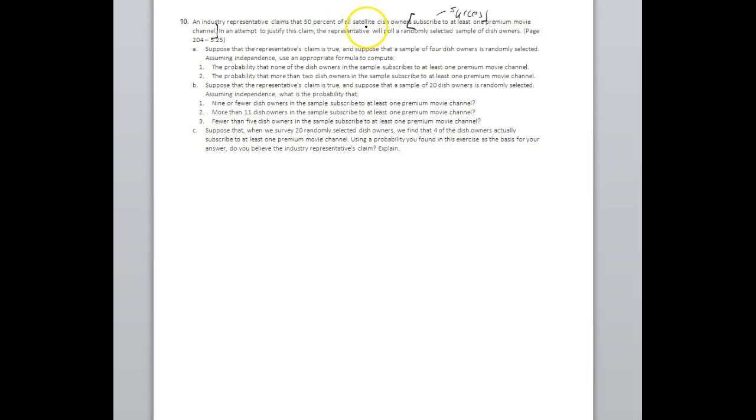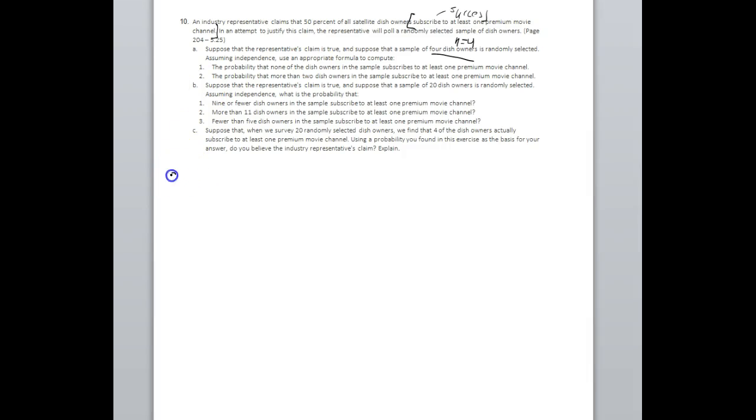Okay, and so because that's deemed as success, we're going to be looking at this as if it's a binomial. You'll see why in the question here. The probability that none. Suppose that the representative's claim is true, and suppose that a sample of 4 dish owners is randomly selected. So 4 dish owners randomly selected, so that's going to be n equal 4. The probability that none of the dish owners in this sample subscribes to at least one premium channel.